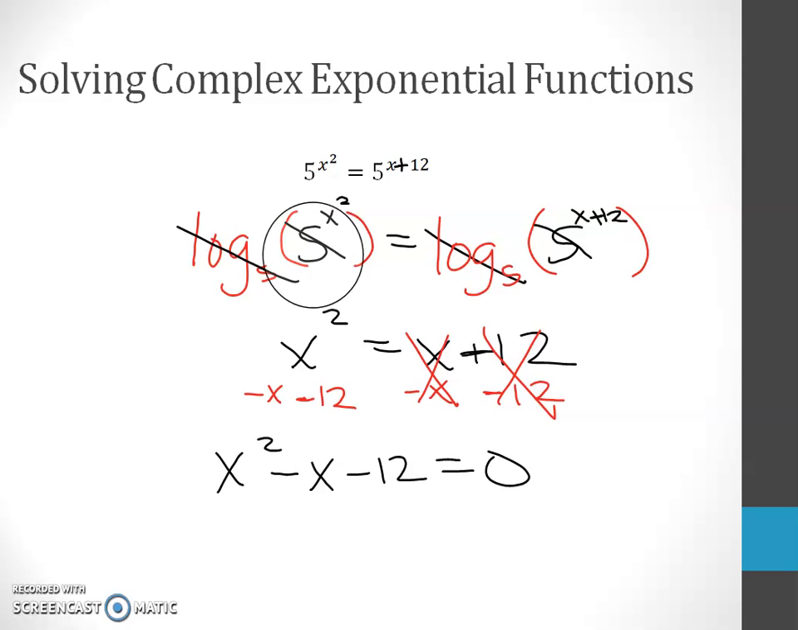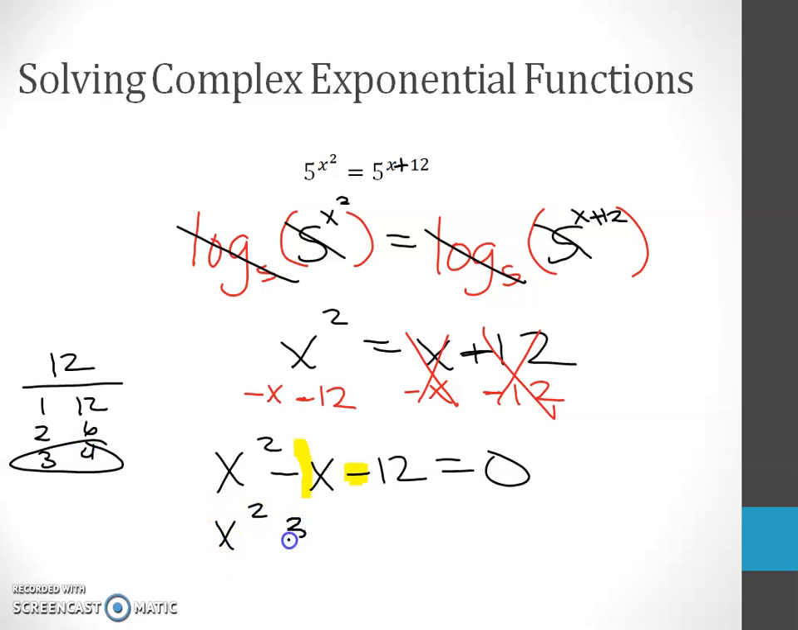Got my logs with the same bases, so they canceled. Now I'm ready to factor. We're going to take 1 times 12, which gives me 12. And I need my factors of 12 that will subtract to give me the 1 that's in front of that. So 1 and 12, 2 and 6, 3 and 4. 3 and 4 would subtract to give me 1.